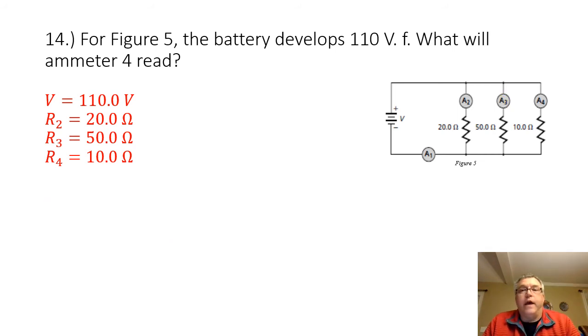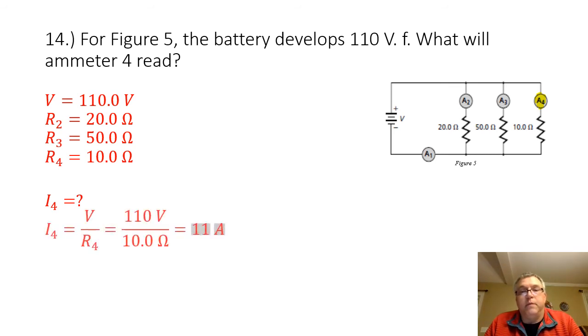Part F asks, what will ammeter 4 read? We have ammeter 4 right here in series with the 10 ohm resistor. So to find the current going through ammeter 4, we need to use the 10 ohm resistance. So 110 volts divided by 10 ohms is going to give me a current of 11 amps.